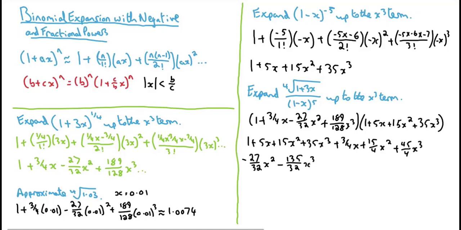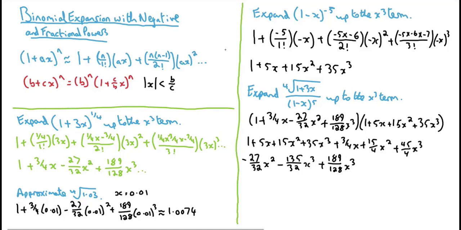Oh, we've already reached the cubed term. To times the 27 over 32 x squared with 15x squared or the 35x cubed will get us powers that are too high. Don't want them, don't need them, we can move on. But here now, all we're going to have is the 189 over 128 x cubed times by the 1, because to times by any other term with an x in, again, takes the power too high. So we'll just add that on the end of our current expansion.